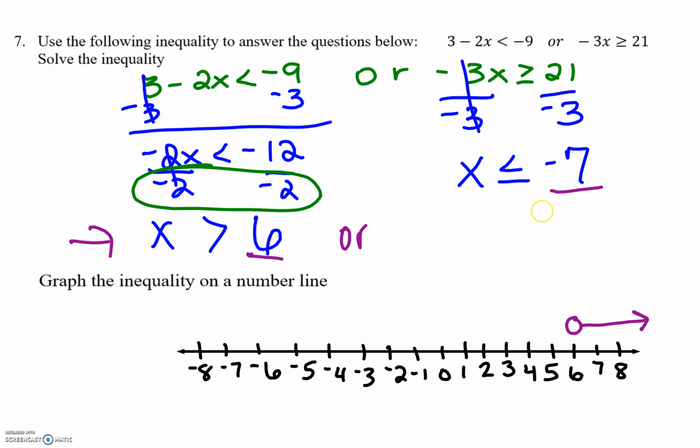Now let's look at this one. At negative 7, we're going to put a closed circle because there is a line underneath the inequality symbol. And then we know negative 7 is the largest number, which means our numbers in that solution have to be smaller, which means we're shading to the left. Remember, when we see or, we're thinking outwards. So we're shading both sides outwards.